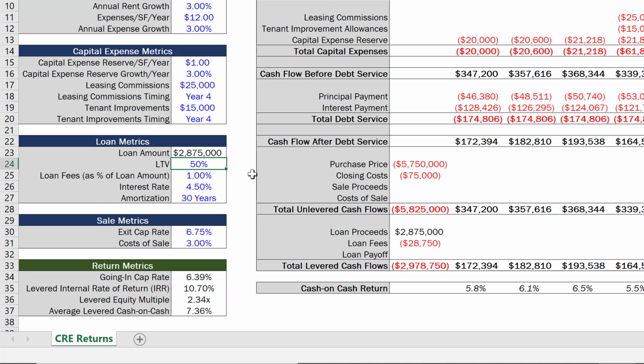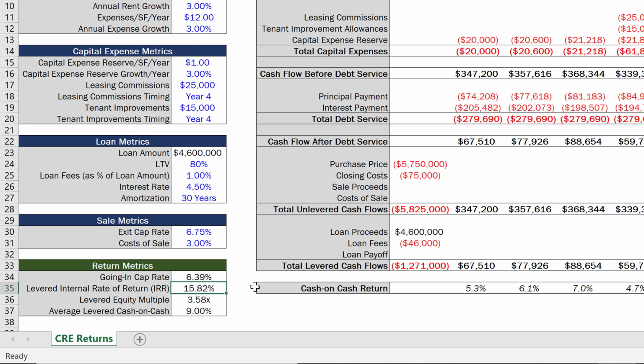But now if we increase this from 50% to 80%, we'll find that our internal rate of return jumps all the way from 10.05% up to 15.82% for that same 10-year analysis. So obviously this is a huge difference. So what is the difference, and why does this change so dramatically?